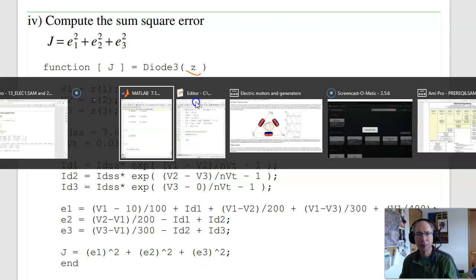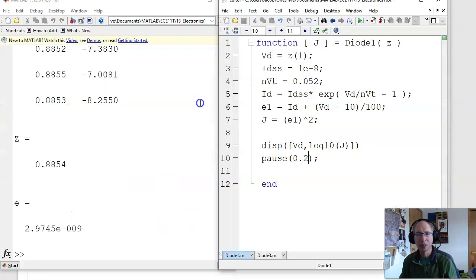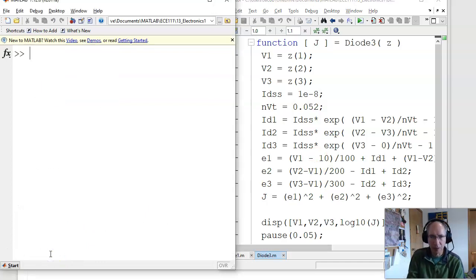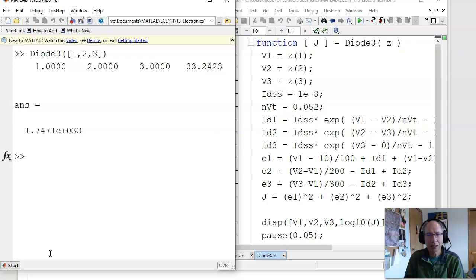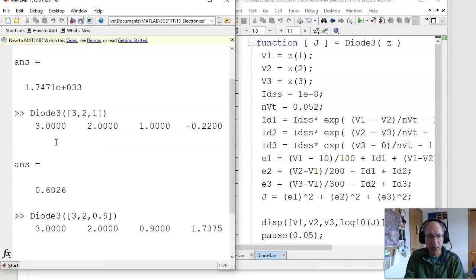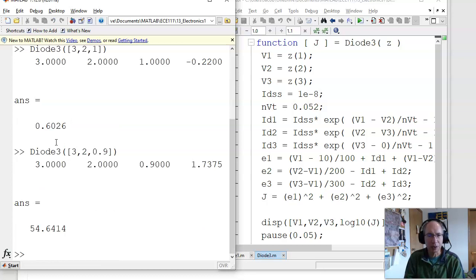Now in Matlab, I can do that. Here's my function. If I say diode 3 is the voltage 1 volt, 2 volts, 3 volts, it says this is the sum squared error, 10 to the 33rd, saying that was a really bad guess. Okay, let's try 3, 2, 1. That's better. Let's try 3, 2.9. Worse. So guess again, or let MATLAB guess for you.